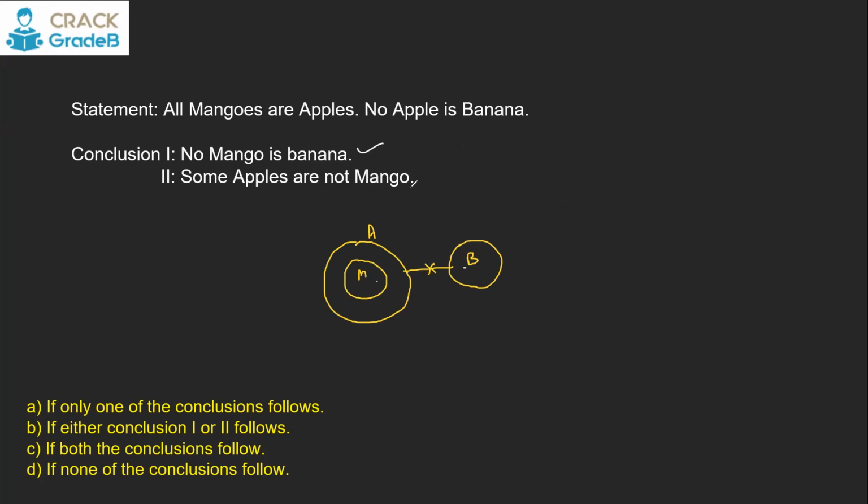It is not true, because you can draw the diagram like this as well. All mangoes are apple. You can draw it like this as well, like overlapping with each other. All mangoes are apples. And then no apple is banana. But then in this diagram, you cannot say that some apples are not mango. All apple can be mangoes as well. So second is a wrong conclusion. Still mark, only one of the conclusion follows.